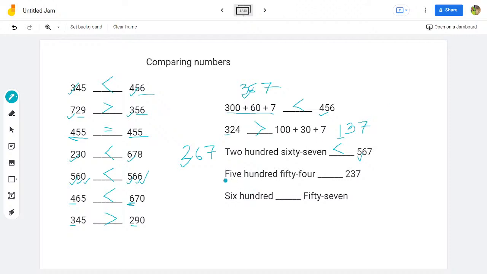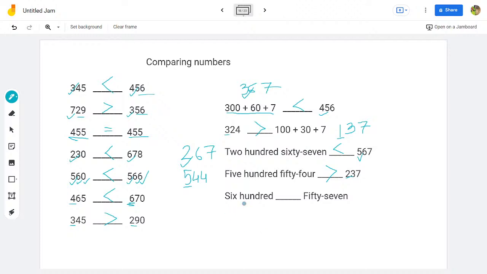We have 544. So we write that as 544. What do you think? We would use the less than or more than symbol. Look at the 5 and the 2. The 5 is more than 2. 5 2 से बड़ा है. So we would use the more than symbol. So 544 is more than 237. At last we have another set of numbers.